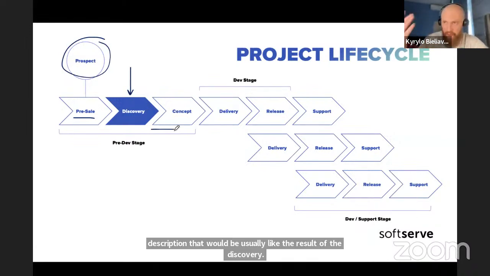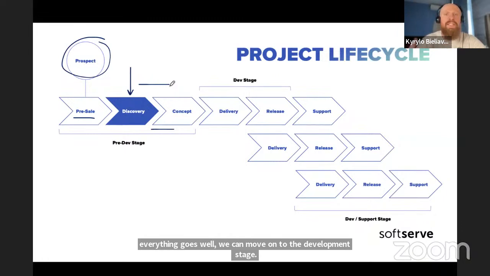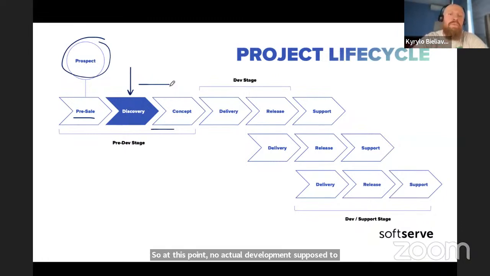And then if everything goes well, we can move on to the development stage. So at this point, no actual development is supposed to happen. This is the stage where we are supposed to evaluate what this project is about, and decide what is the best way to approach the business need.